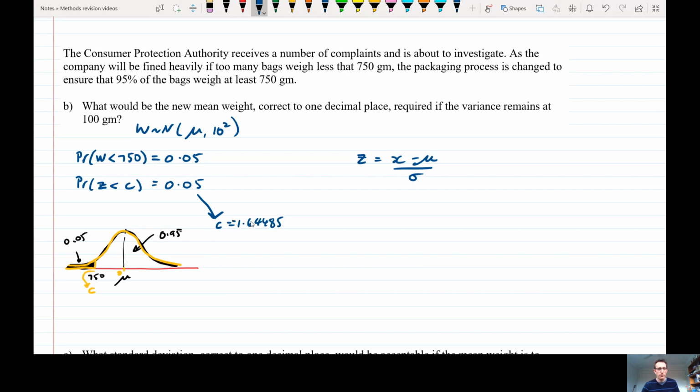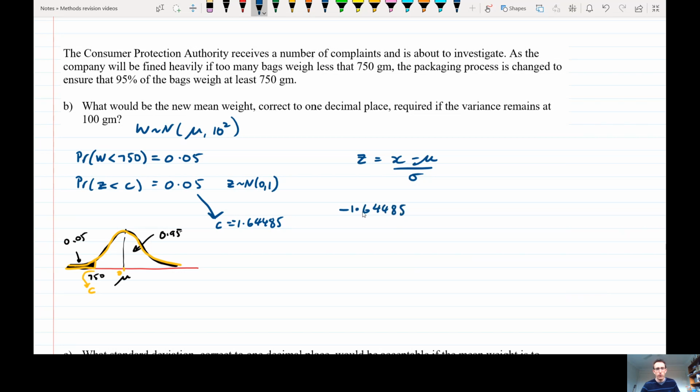And I'll drop the negative, but there we go. That's the value we're looking for then. Remembering, of course, Z is normally distributed with 0 and 1. Once you have that, we substitute it over here. This value of C is our Z score, so we get negative 1.64485.